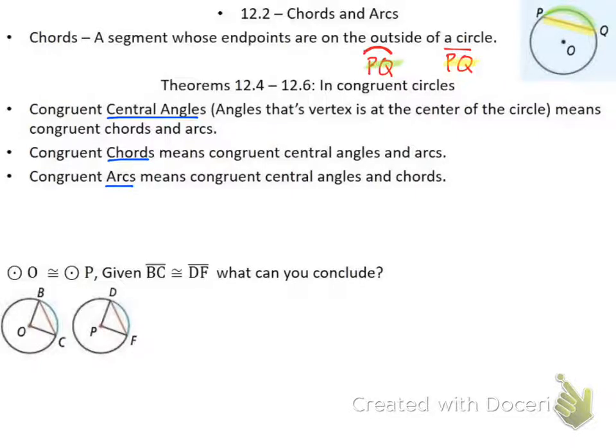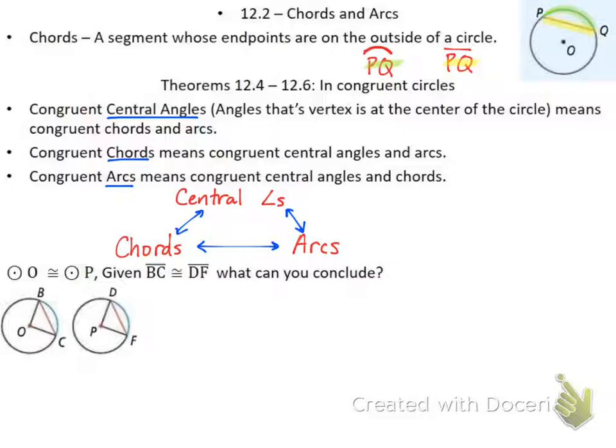So below where it says congruent arcs, write these things. So I've got central angles, chords, and arcs. And so all these things go together.